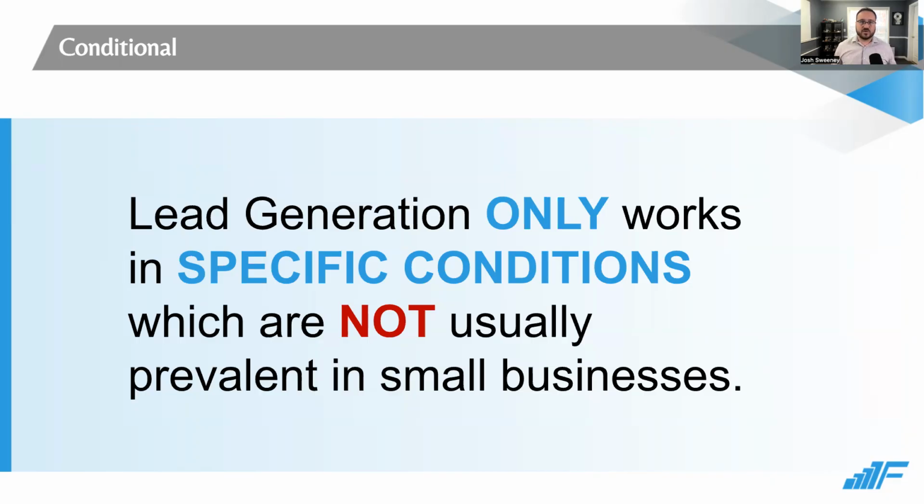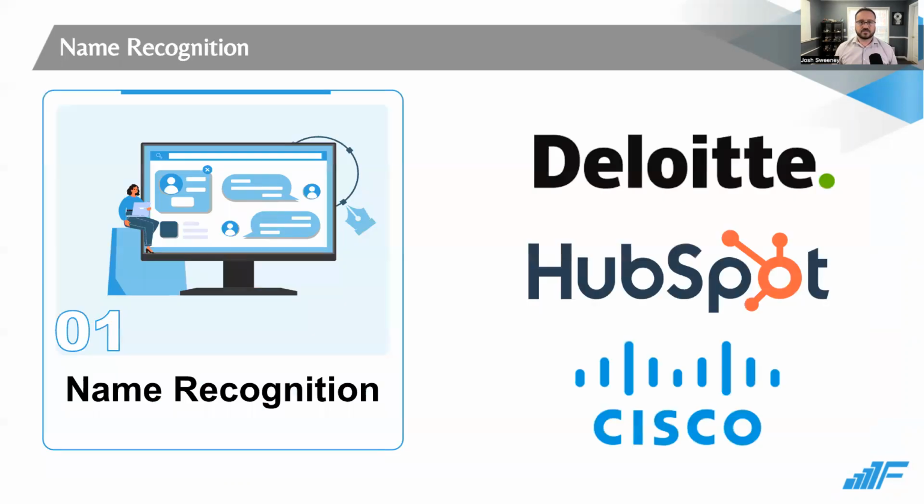So that begs the question, when does this work? What are these 2 common scenarios? Number 1 is if you have great name recognition. So name recognition is where your target audience, the person that is your ideal buyer, already knows the name of your company. They see your name and they recognize it.